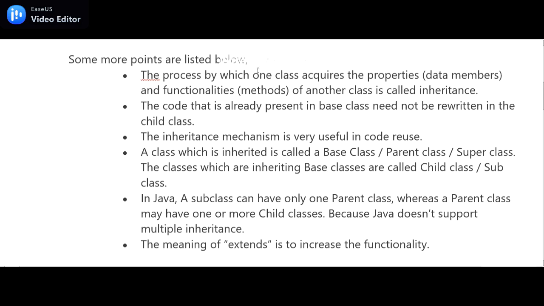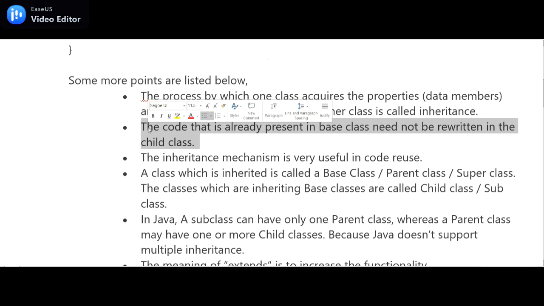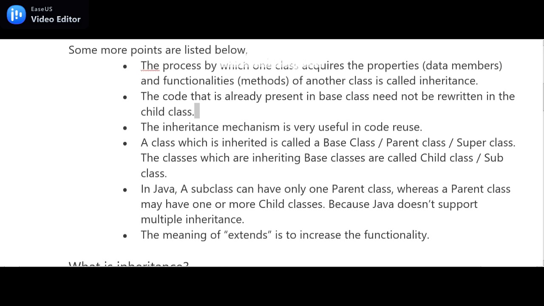Again, I said it is the property of the base class going to the child class. The first point says that it acquires the property. One class acquires the properties of another class. Base class properties are acquired by the child class. It is nothing but inheritance. Since the code is already written in the parent class, there is no need to rewrite it in the child class. Simply we acquire the properties by using the extends keyword, or you can take the properties from the base class. The inheritance mechanism is useful for code reusability.